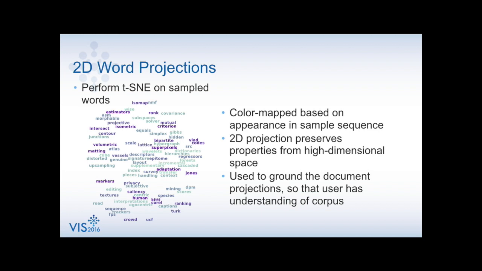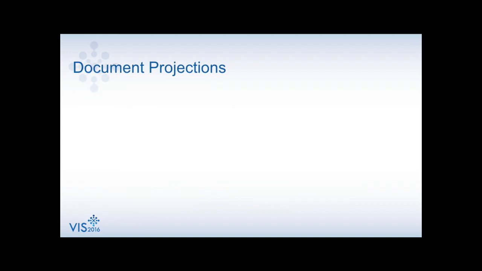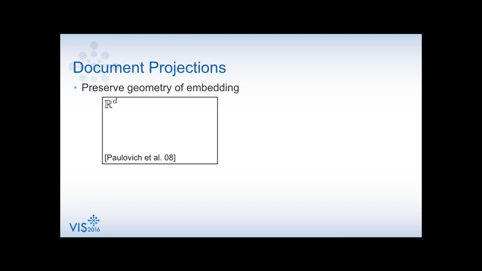The projection serves the purpose of conveying the general themes found in document usage so that the user has an understanding of the types of concepts to explore. In addition, it grounds the document projections, which we discuss next. So we would like our 2D projections of documents to satisfy the embedding geometry as best as possible. And so to this end, we use the least squares projection approach of Paulovich et al. to position the documents in 2D.